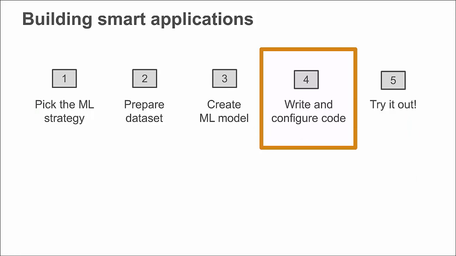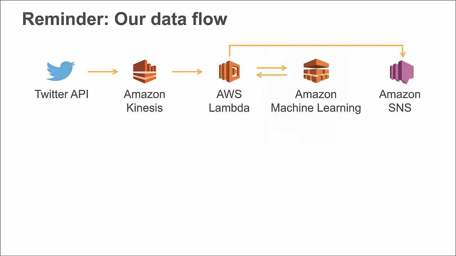All right, so we have our model. Now it's time to write some code. Let's build our application. Here again is our data flow. Events start at the Twitter API. We have tweets that mention AWS Cloud. They flow in through Amazon Kinesis. Then AWS Lambda functions run in response to these events and coordinate application flow.